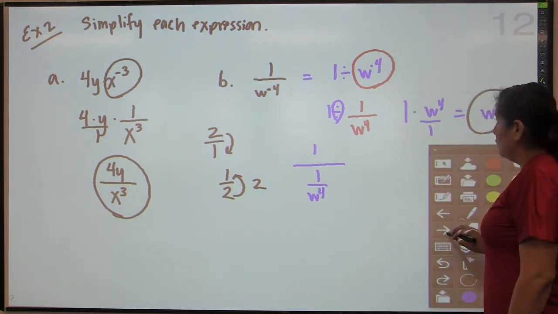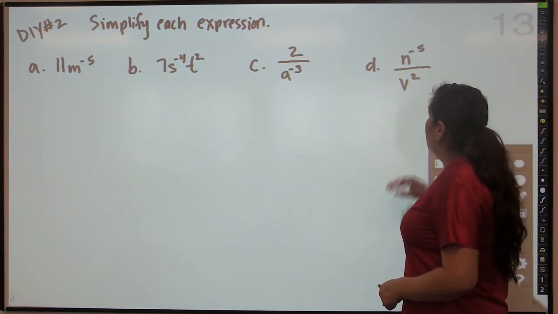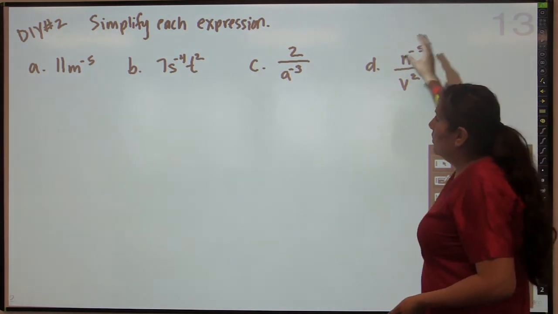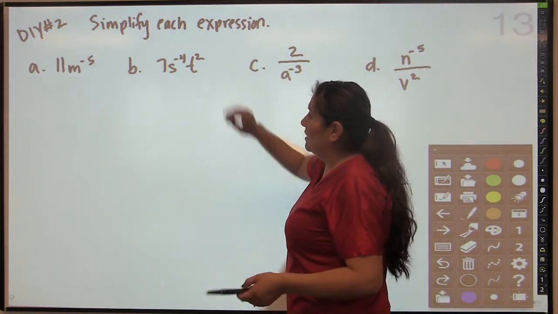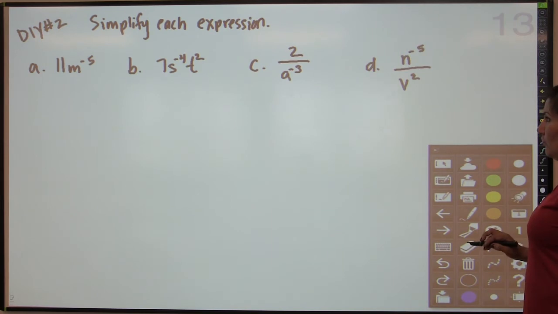So now I'm going to let you try some examples here. Notice how here we have negatives on the top. You should move those to the bottom. We have negative exponents on the bottom. Those should be moved to the top, and so on and so forth. So there's examples for you to do, and hopefully it'll make sense.